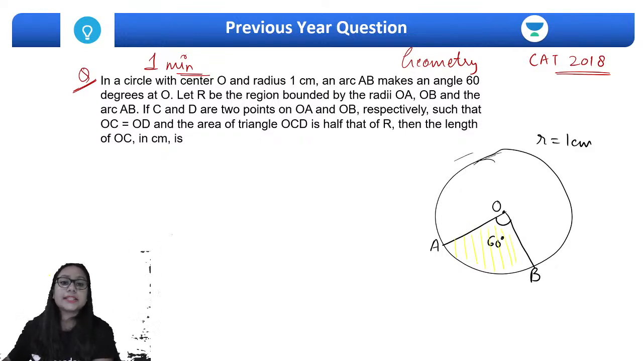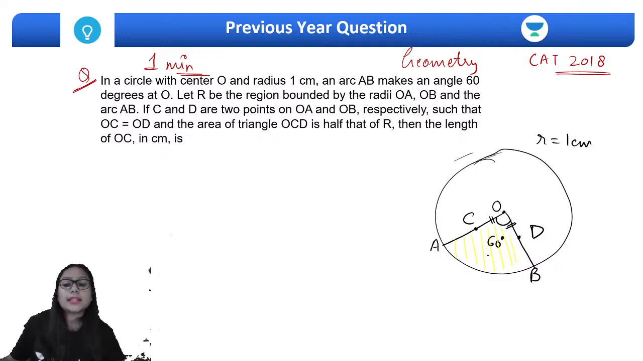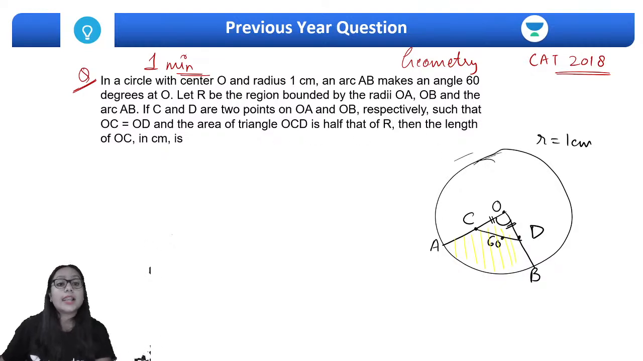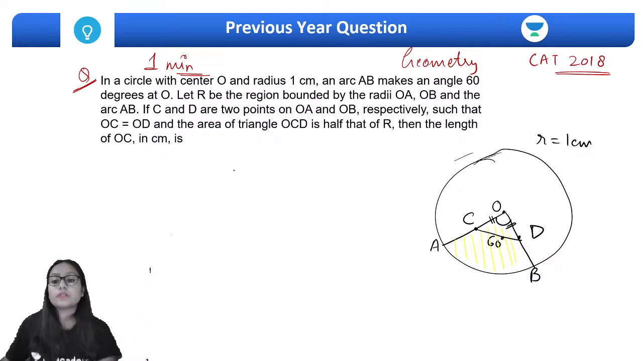Alright. If C and D are 2 points on OA and OB, now I don't know the exact location of C and D, but let us take C as this point and D as this point. Such that OC is equal to OD. These two segments are equal. Then the area of triangle OCD, this smaller triangle, is half of that of R. Then we have to find the length of OC. Okay, let's try to solve this question now. Let's see how we will solve this question.